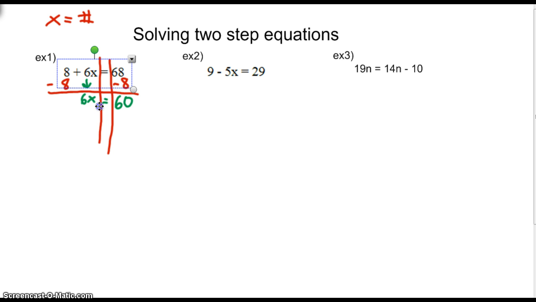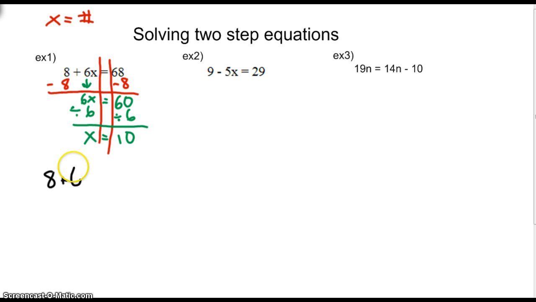So now we want x by itself. And this means 6 times x equals 60. So to undo the multiply, or to undo the times, we're going to divide by 6. So divide both sides by 6, and we have x equals 10. Now we can check that really fast by putting x back into the equation.